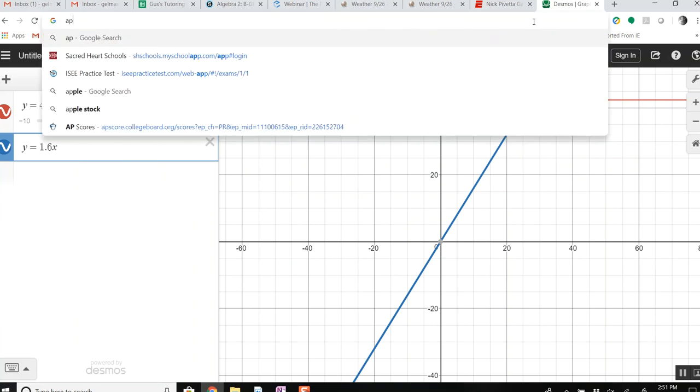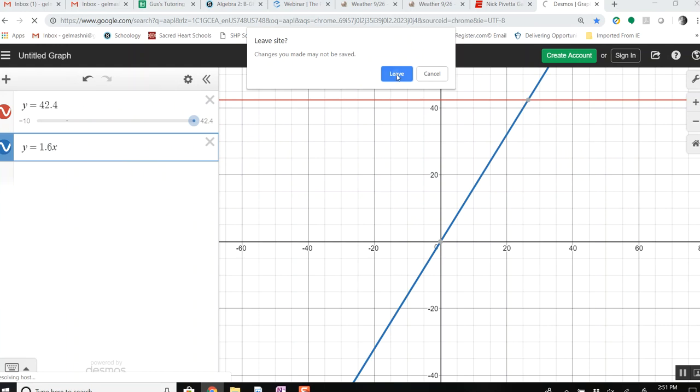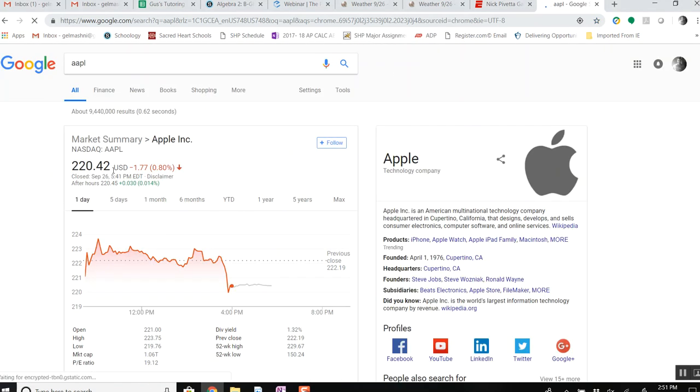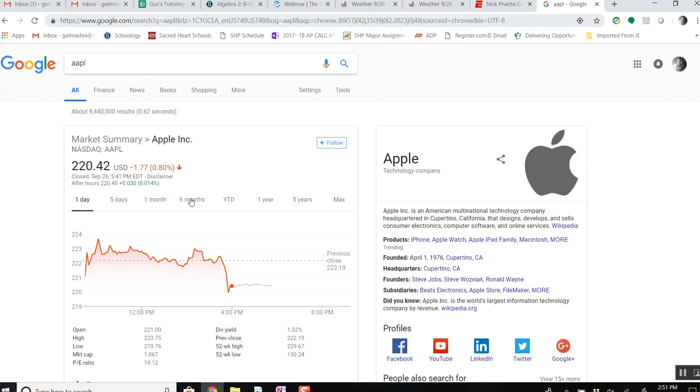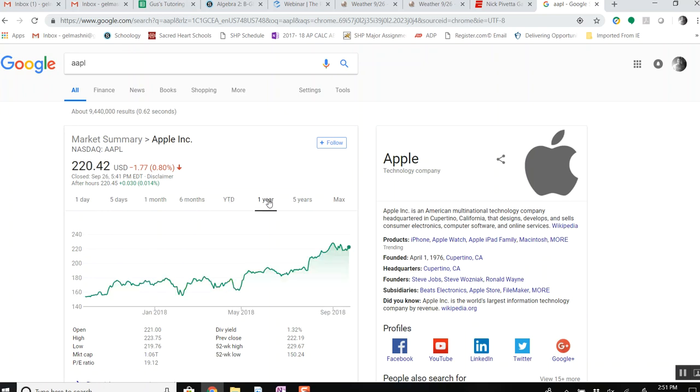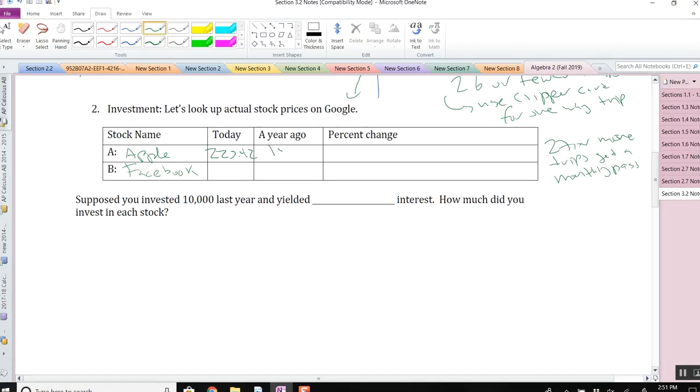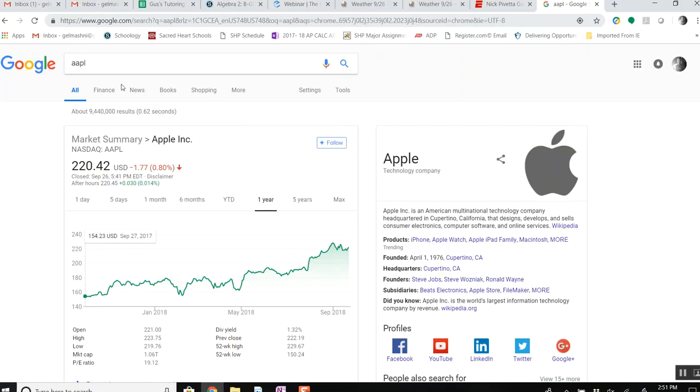So AAPL is a quote for Apple. Looks like it's $220.42. And then a year ago, so today's September 26th, let's go September 27th, 2017, there we go, it was 154.23. So Google's very handy that way. So clearly Apple's done quite well over the last year.